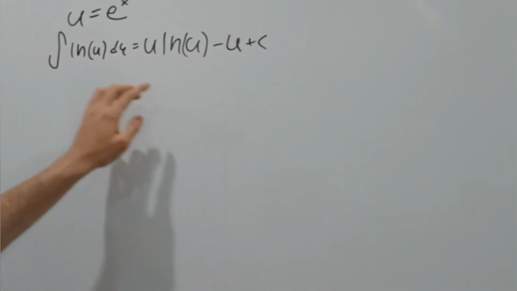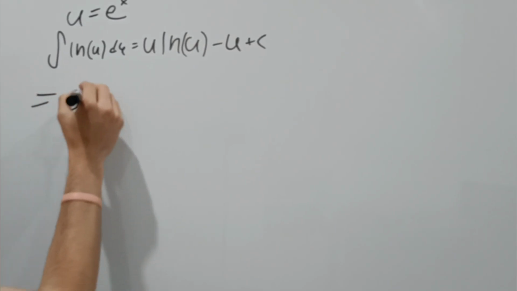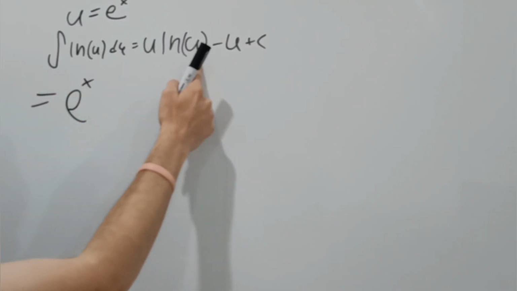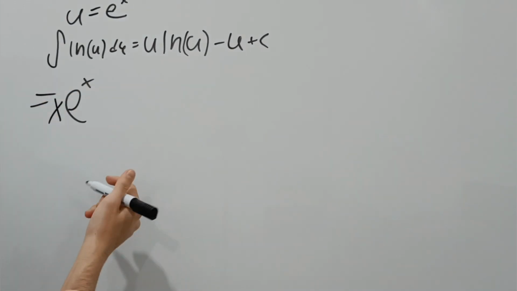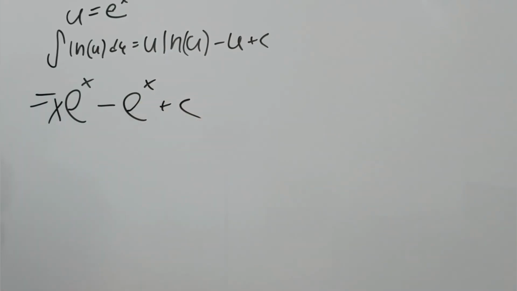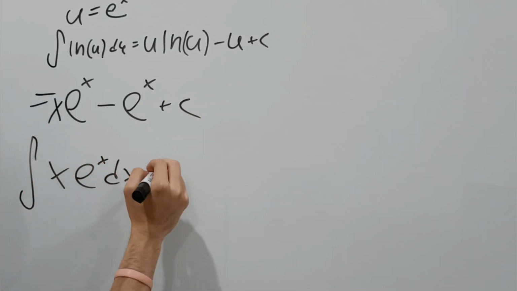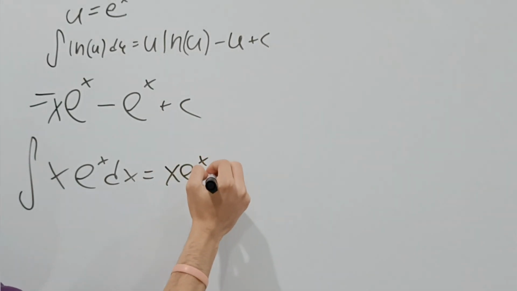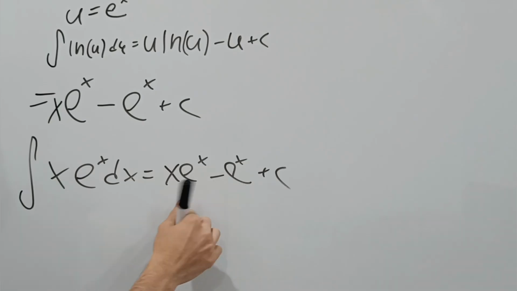Now we have this integral, we can just sub in e to the x into all of the u's. So what we get is e to the x times ln e to the x, they cancel, so you just get x, and I'm going to write the x here because it's more pleasing. And then minus u is just minus e to the x plus c. So the integral of x e to the x dx is x e to the x minus e to the x plus c. And if you differentiate that, you'll see that you get x e to the x back. So that's the first integral we have to do.